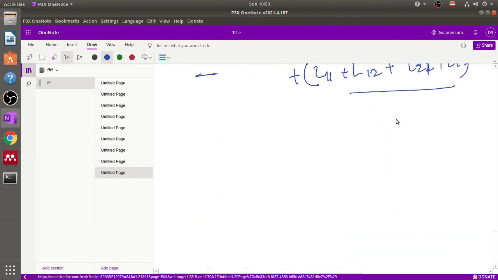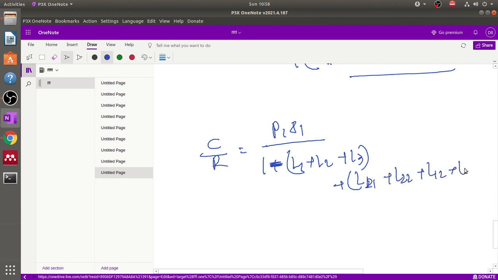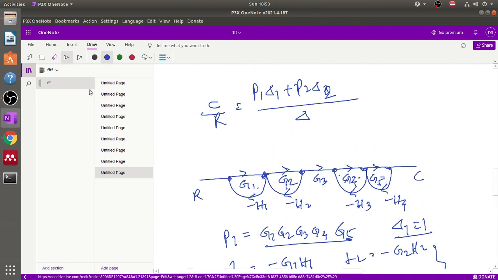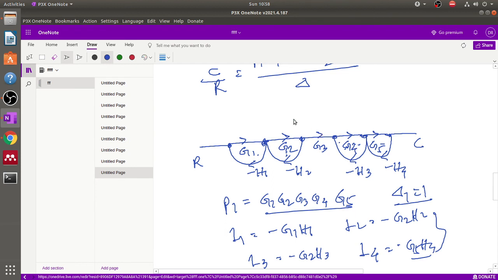So what is our Mason's formula? C by R equals P1 into delta 1, because there is no other path. And delta is 1 minus L1, L2, L3, L4, plus the non-touching pairs L11, L12, L21 and L22. Just putting in these values, we get the actual result, the transfer function for this signal flow graph.